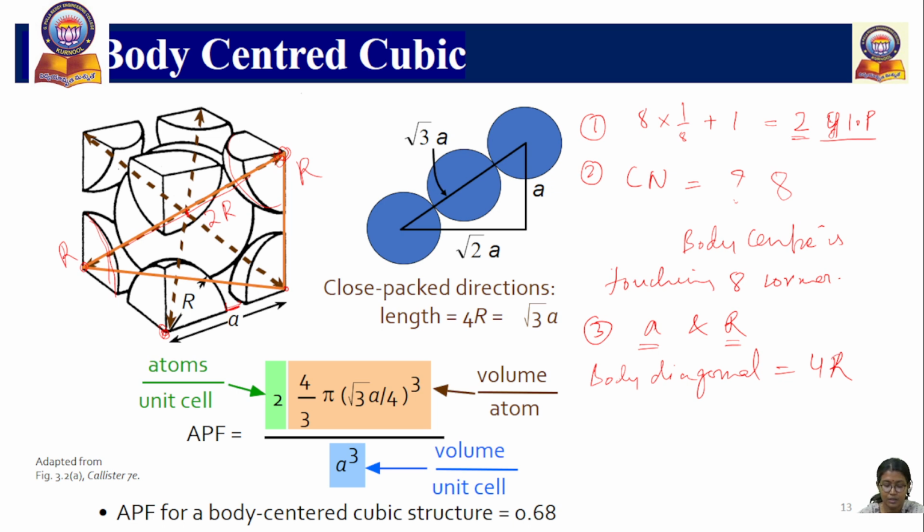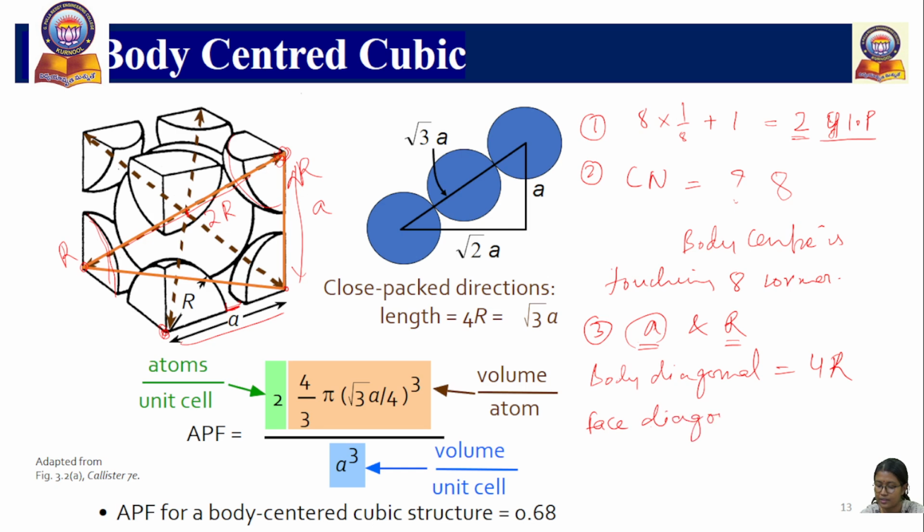Now, do we know the value of the body diagonal in terms of a? Yes, we can find that. We know all the sides are a. This is also a. This is also a. We know the value of the face diagonal, yes or no? This face diagonal, how much did we find?